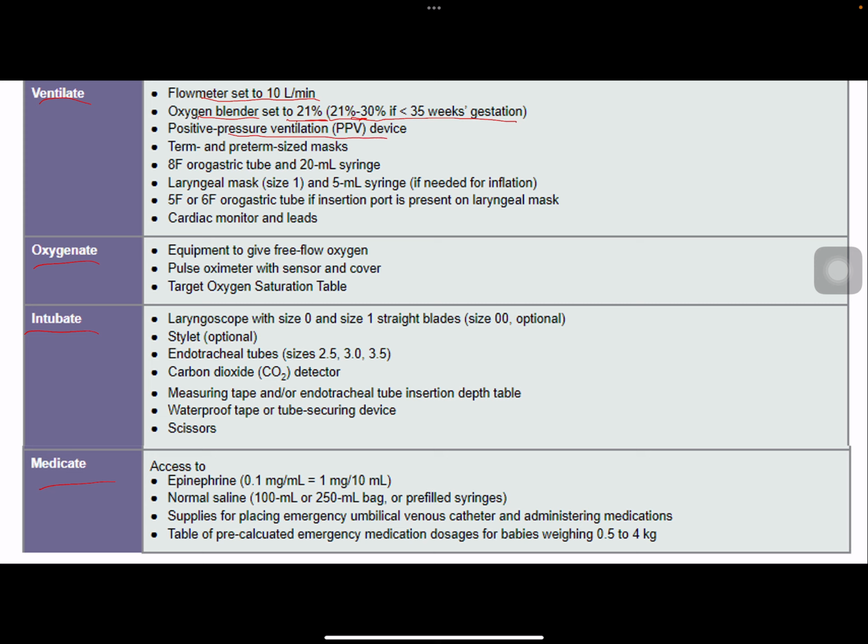So positive pressure ventilation device, term and preterm sized mask, 8F orogastric tube and 20 ml syringe, laryngeal mask size 1 and 5 ml syringe if needed for inflation, 5F or 6F orogastric tube if insertion port is present, or laryngeal mask, cardiac monitors and leads, equipment to give free flow oxygen, pulse oximeter with a sensor and cover, target oxygen saturation table, laryngoscope for intubation, size 0, 1 straight blade, and size 00 is optional.